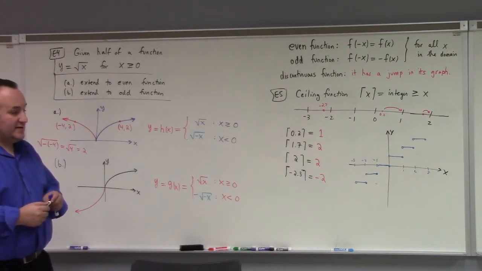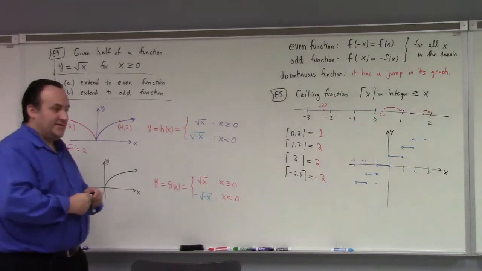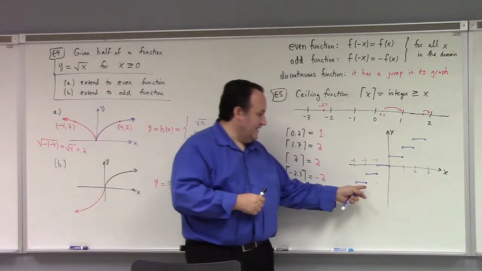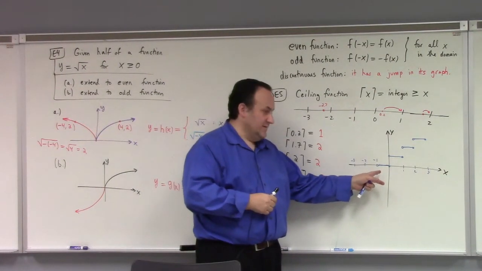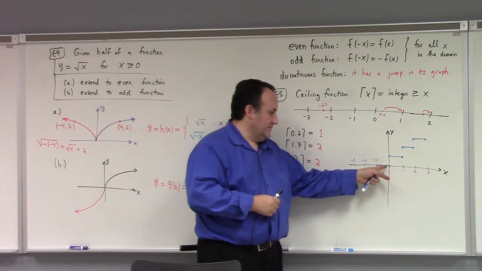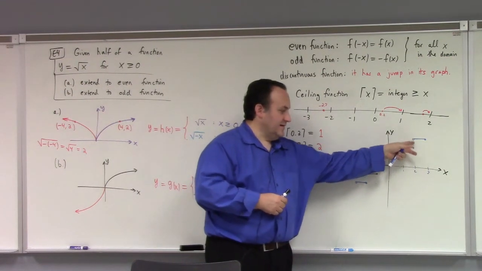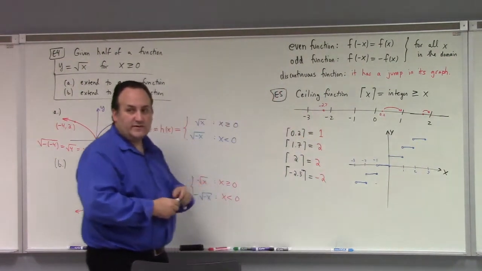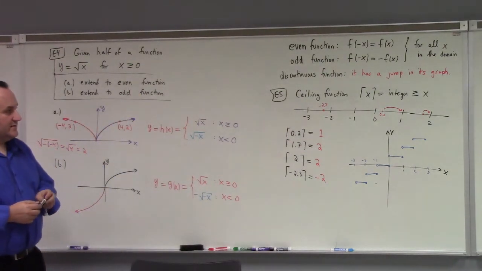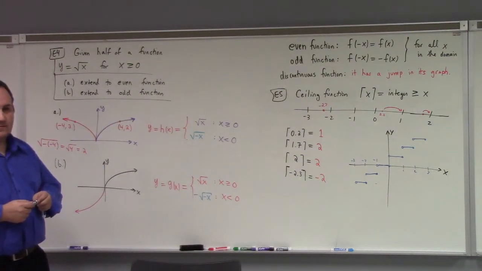But this example has tons of discontinuities, right? There's a jump in the graph at every integer. See that? So discontinuity here, discontinuity there, discontinuity, discontinuity. Tons and tons of discontinuities in this graph. This graph is rather discontinuous, all right?